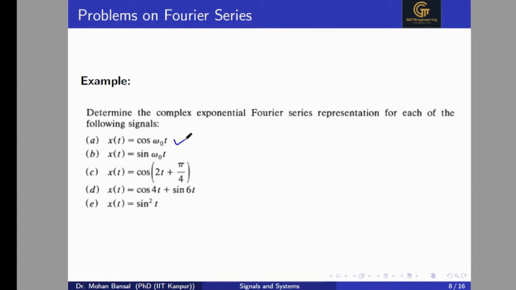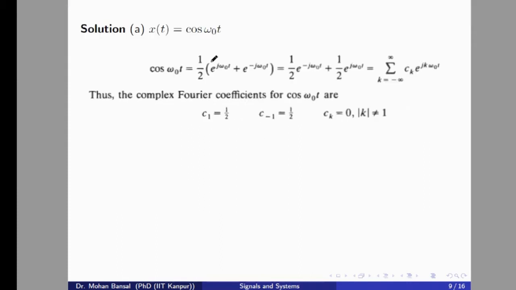So here x(t) is cos omega naught t. This is the cosine signal. We have given 5 examples. We will solve 1 or 2 examples here; for the rest you can find the solution in this video also. So we will discuss x(t) equal to cos omega naught t. That can be written as half of e to the power j omega naught t plus e to the power minus j omega naught t. That is nothing but Euler's identity.